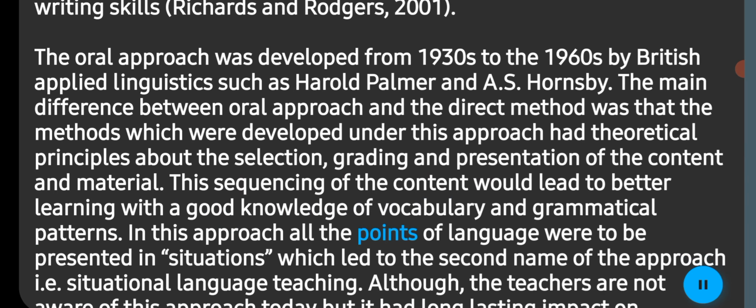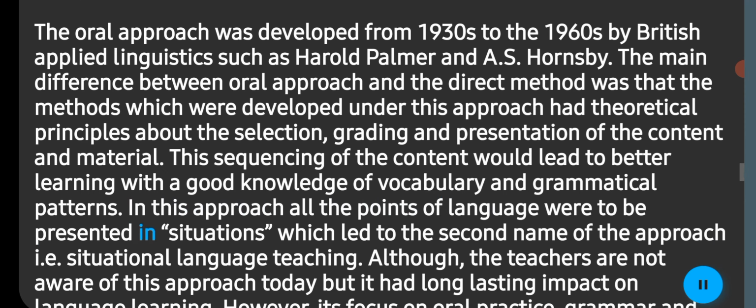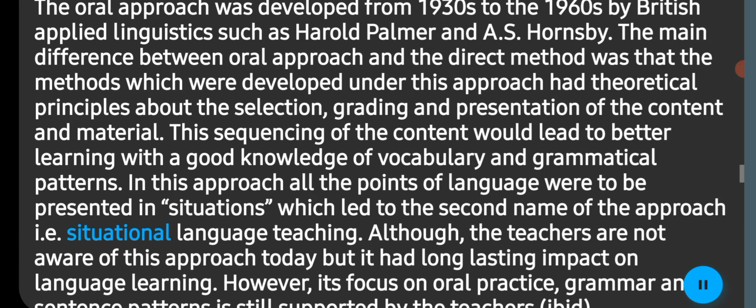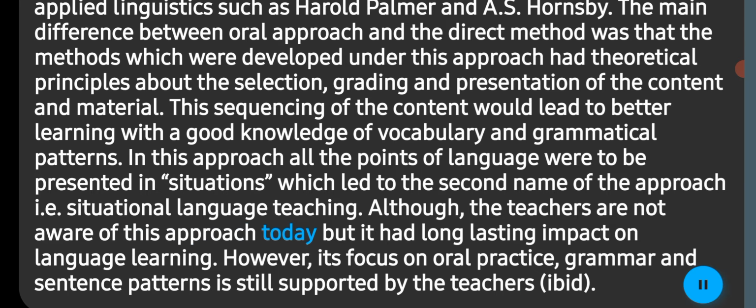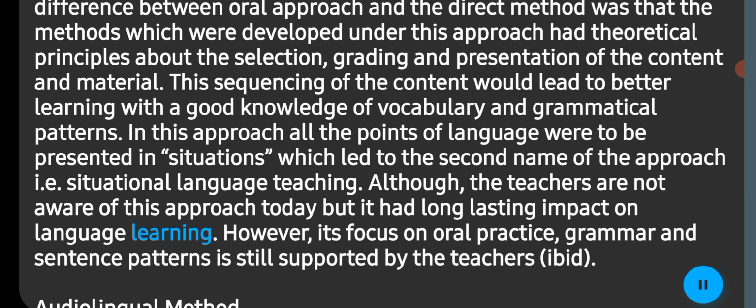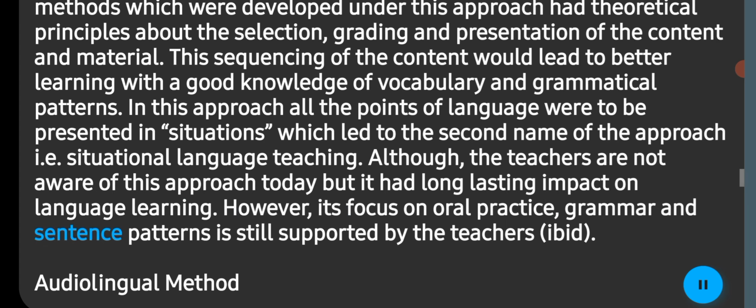In this approach, all the points of language were to be presented in situations, which led to the second name of the approach, i.e., situational language teaching. Although teachers are not aware of this approach today, it had a long-lasting impact on language learning. However, its focus on oral practice, grammar and sentence patterns is still supported by teachers.